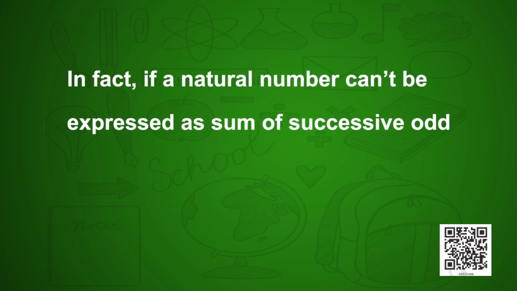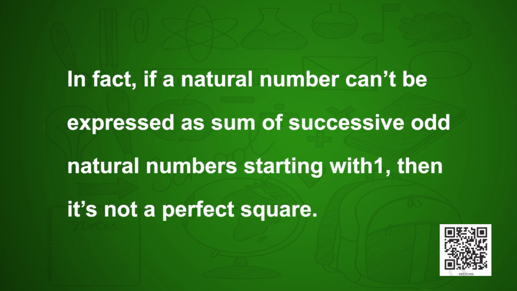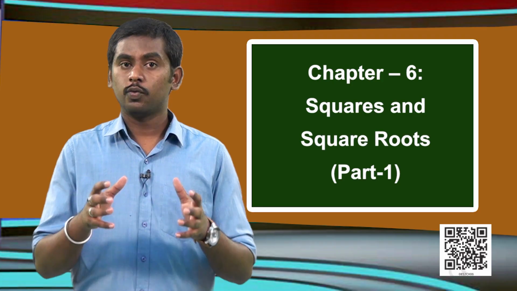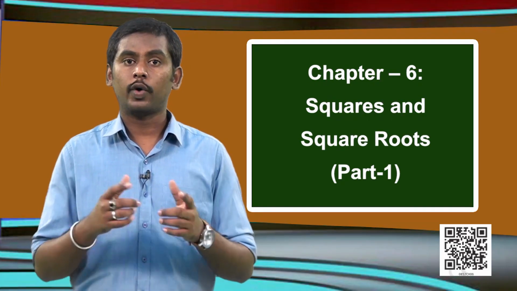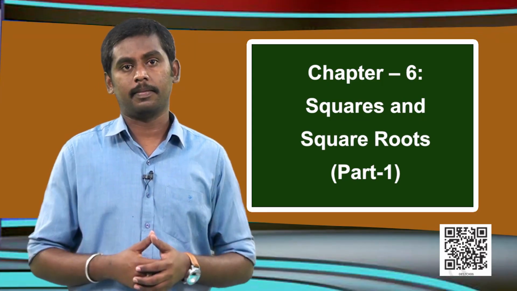Students, in fact, if a number cannot be expressed as a sum of successive odd natural numbers from 1, then it is not a perfect square. So, this is one way we can make use of to identify whether a given number is a square number or not a square number.